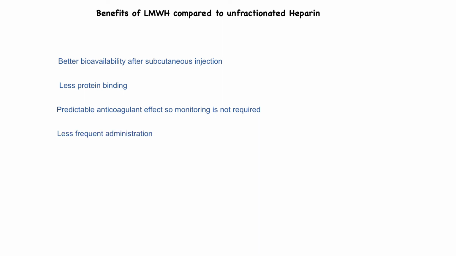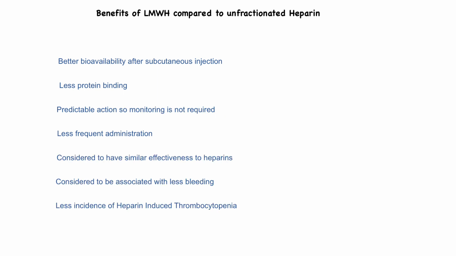When we consider therapeutic effects, anticoagulation effects of low molecular weight heparin for different indications are comparable to unfractionated heparin, and bleeding complications are less in case of low molecular weight heparin. Similarly, incidence of heparin-induced thrombocytopenia is less with low molecular weight heparin. So low molecular weight heparin has several advantages as compared to unfractionated heparin, and it can be used as outpatient.